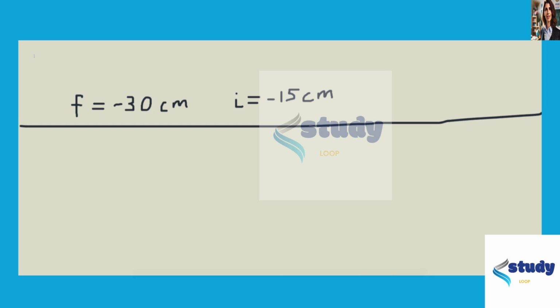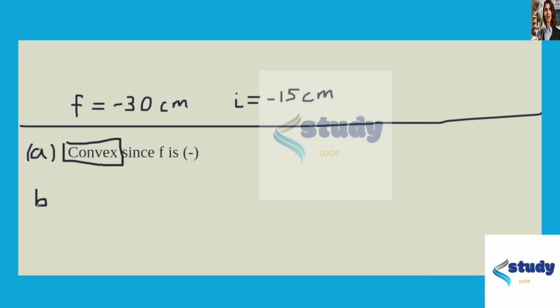For this situation, we know that the focal length f is equal to negative 30 centimeters, and the distance to the image I is equal to negative 15 centimeters. For part A, it wants to know if the mirror is concave or convex. Since f is negative, we know that this is a convex mirror. So right away, we can say convex since f is negative. We can box in convex as our solution for part A.